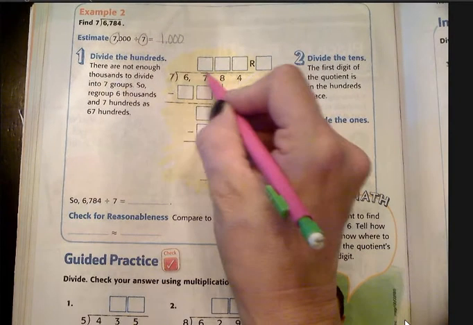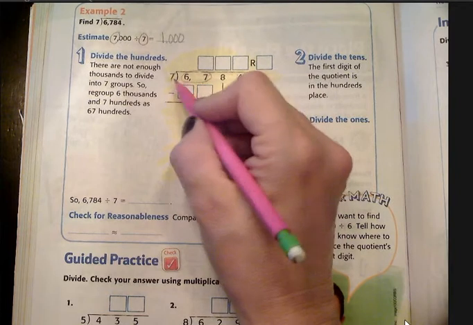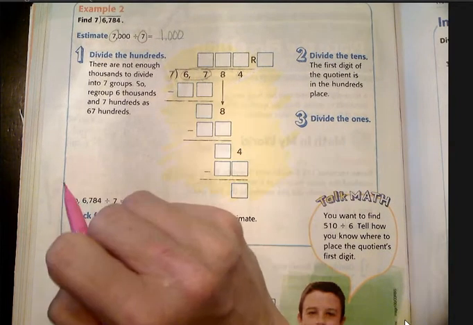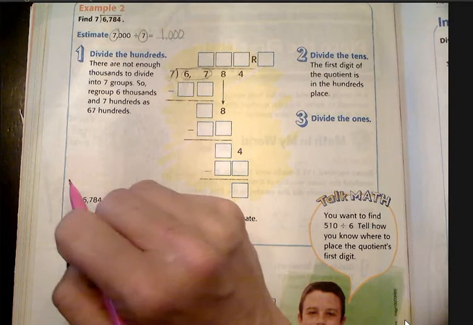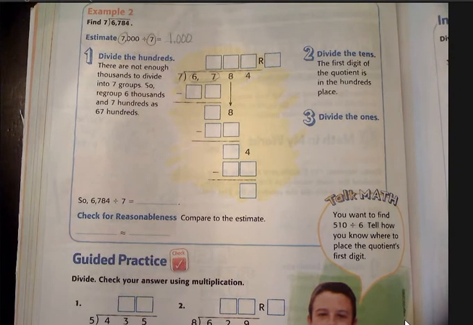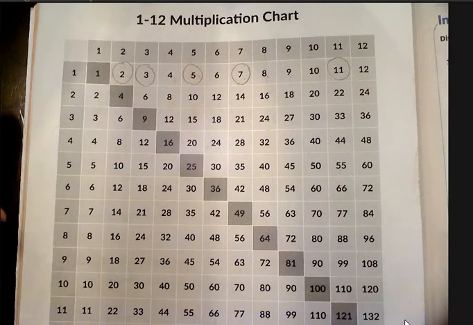So you can just group the next digit over with it. So instead of going 7 into 6, now we're going to look at 7 into 67. Will 7 fit into 67? Yeah, you bet it will. So 7 times what is 67? And if you're having a hard time remembering your math facts, don't forget that you can always pull out a multiplication chart.